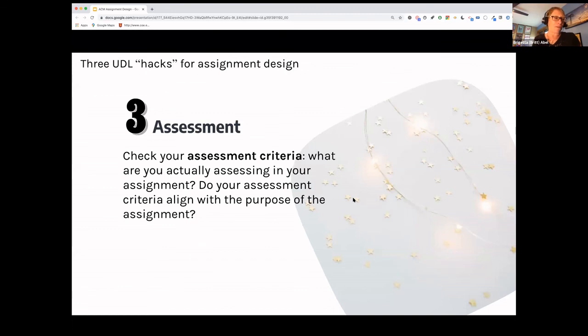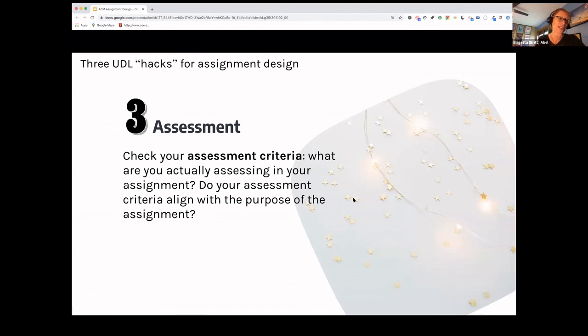Finally, I want to talk about assessment with a callback to a lot of the things that Sweta mentioned in her portion of this presentation. I want to encourage you to think explicitly about whether your assessment criteria matches what you think is important in the assignment. Are you assessing what you mean to assess?